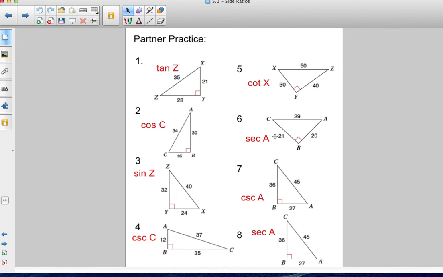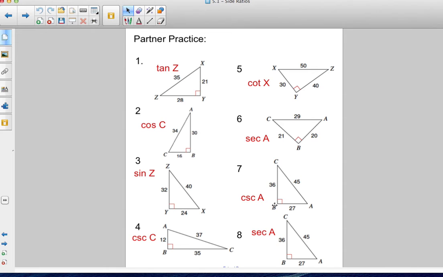Number 6, secant A. Okay, secant, what's the reciprocal of that one? Well, that's just going to be your cosine. So cosine of A would be adjacent over hypotenuse. So secant of A is hypotenuse over adjacent. So you'll get 29 over 20. Can't break that down any further.